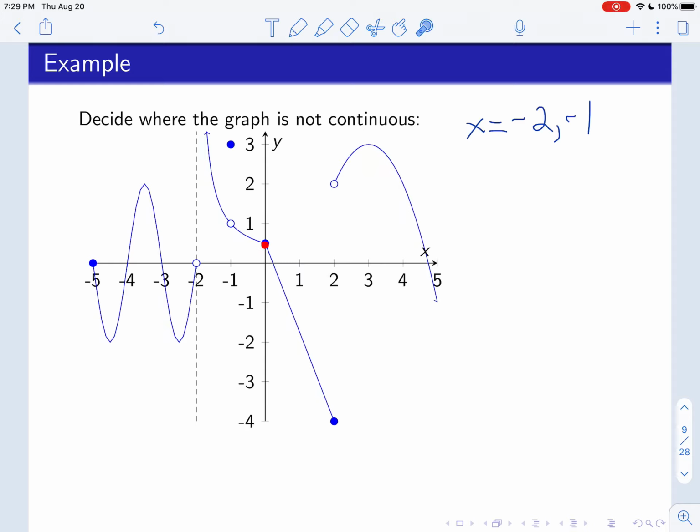Keep following my graph. Now, 0 has this funny change of direction, but I don't have to pick my pencil up to make that, so that's okay. The next time I pick my pencil up is right here when x equals 2. And then for the rest of the graph, I don't have to pick my pencil up. So I've got 3 points where my graph is not continuous.